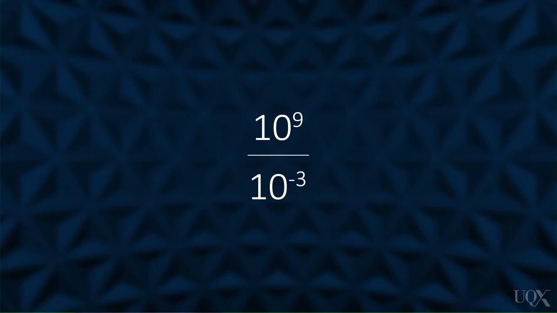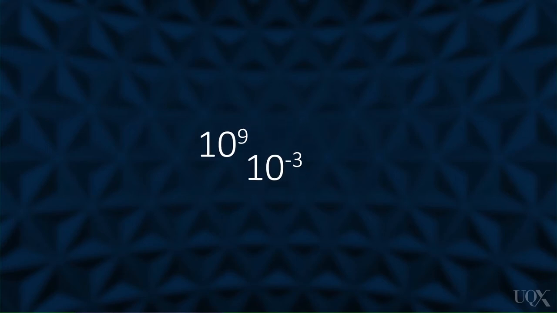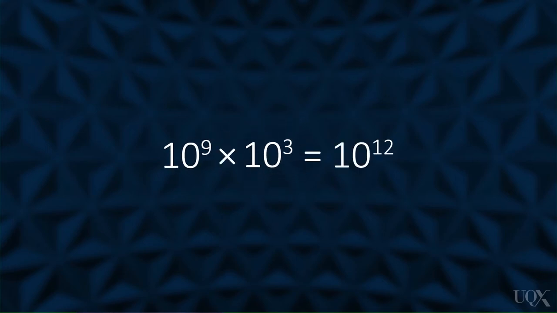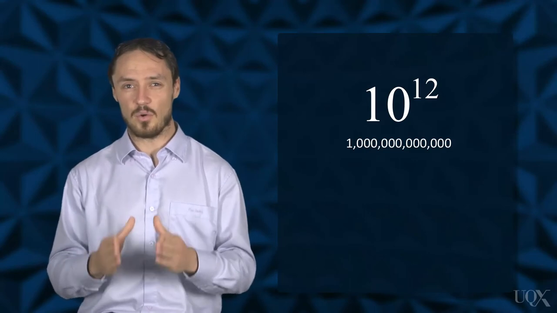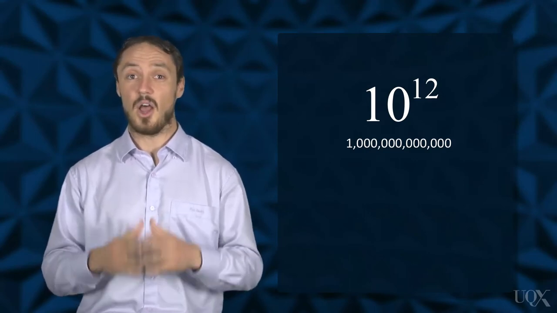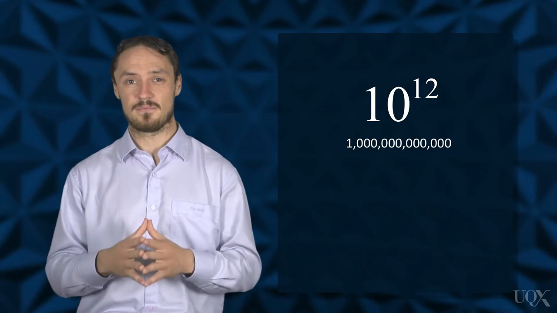An easy way to remember dividing powers is cross the line and change the sign. In this case, the negative 3 at the bottom becomes positive 3 on the top, giving us 10 to the power of 9 times 10 to the power of 3. That is, 10 to the power of 12. 10 to the power of 12 tells us the order of magnitude of our answer, a million times a million.